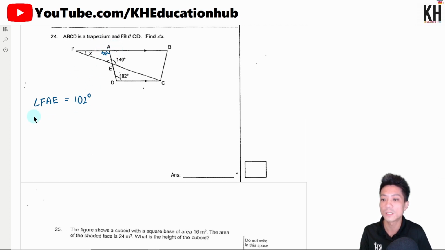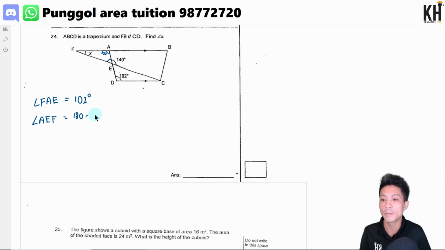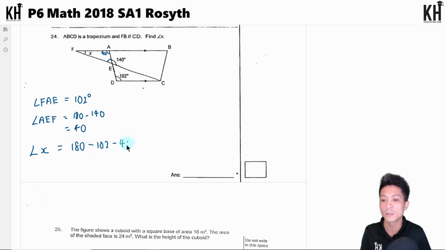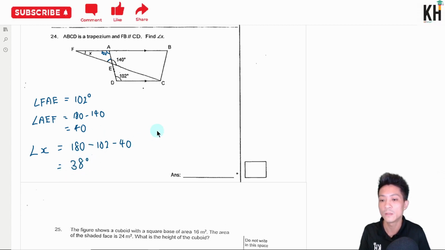Next, I'm going to find angle AEF. Okay, this one over here is 180 minus 140, which is equal to 40. So now to find angle X, I just need to look at triangle AEF and use 180 minus 102 and minus away the 40. Okay, so 102 plus 40 is 142. 180 minus 142 will give me 38 degrees. Okay, so the answer is 38.